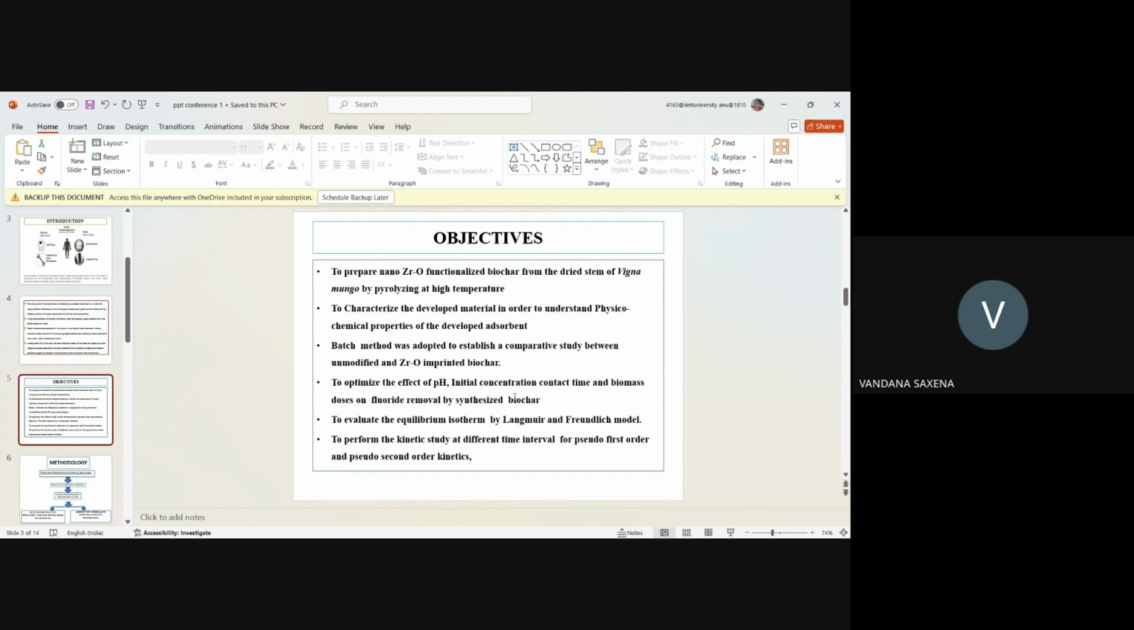After that, we performed the batch method. This is a lab scale experimental method. We performed it to optimize the adsorptive efficiency of our adsorbent on the basis of pH, initial concentration, contact time, and biomass dose. Additionally, we did equilibrium isotherm studies as well as kinetic studies from the obtained data to understand the possible mechanism taking place on the surface of the adsorbent.